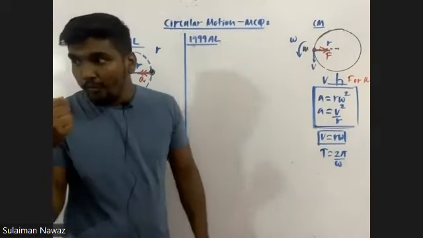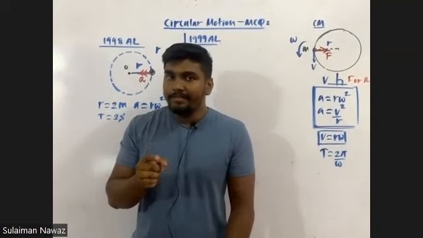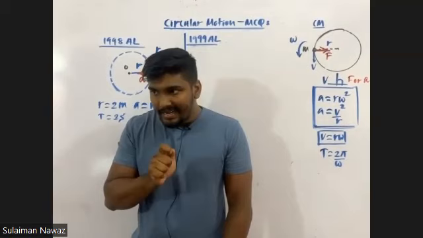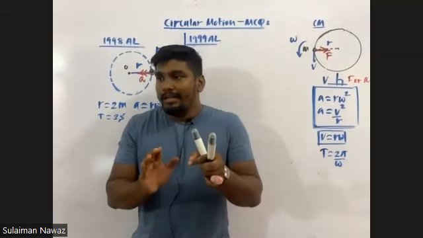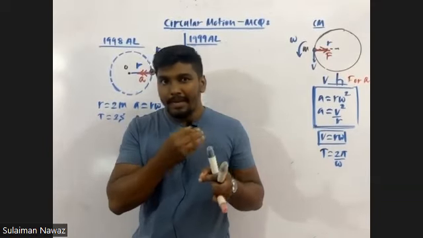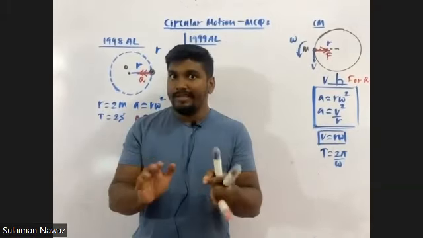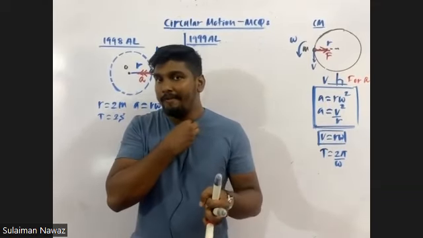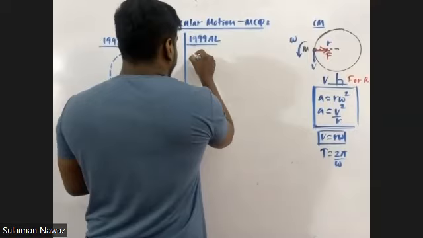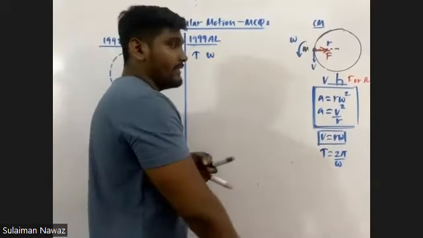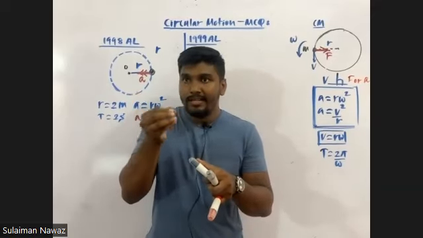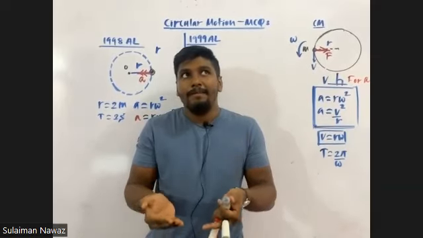Two particles, capital A and capital B, are moving in concentric circles of radii RA and RB, such that their periods of rotation are the same. Both particles move in two different circular motions, but the time period of particle A and the time period of particle B are the same. If their time periods are the same, their angular velocity omega is also the same, because we know that time period T equals 2 pi over angular velocity omega.